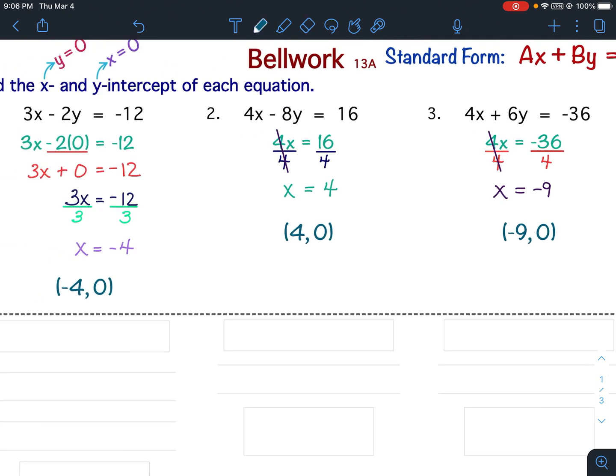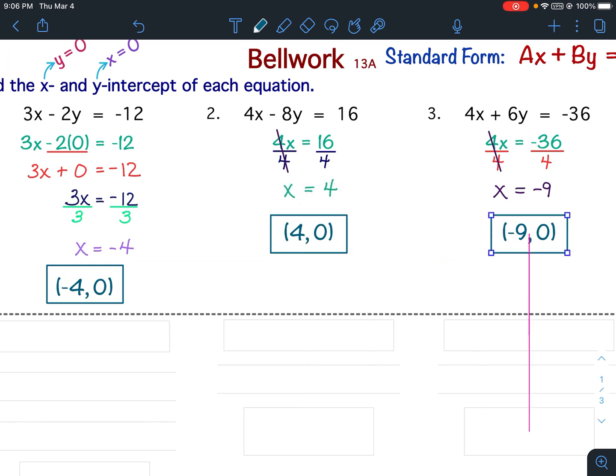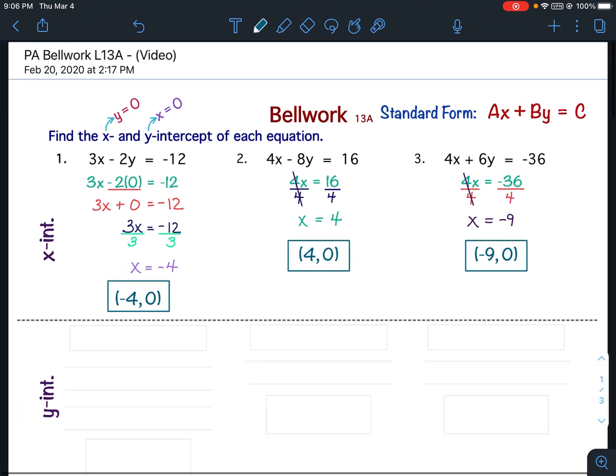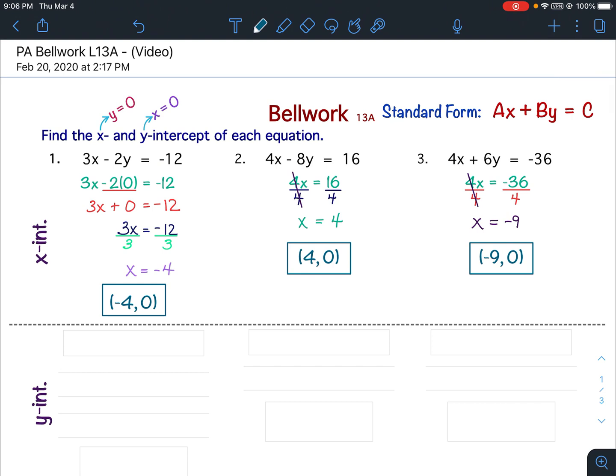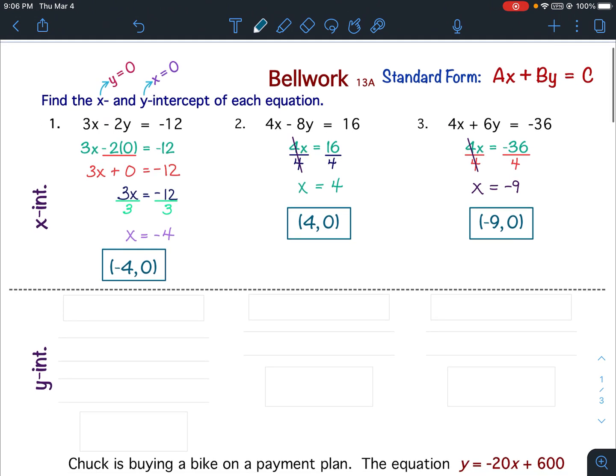So again, my final answer for number 1 is negative 4, 0. My final answer for number 2 is 4, 0. My final answer for number 3, negative 9, 0. All right, so pause your video, make sure you have all of that written down, and that would be the X-intercepts for 1, 2, and 3. If you have any questions, let me know.